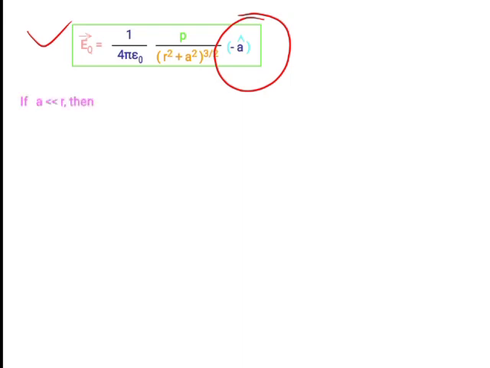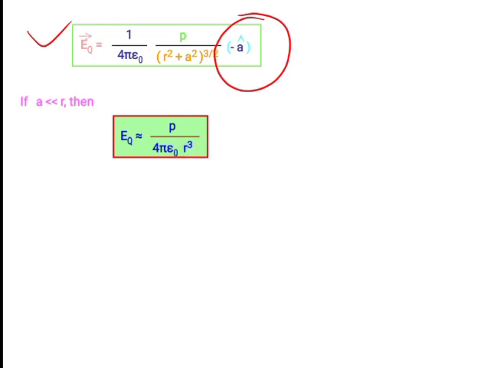If A is very much less than R, suppose you just imagine the dipole distance is very small or negligible, if we neglect this A square value, then what is remaining? Definitely here R square raised to 3 by 2. R square raised to 3 by 2 means this 2 and 2 get cancelled. What is remaining then? Only R cube. So EQ is approximately equal to P divided by 4 pi epsilon naught and denominator R cube.